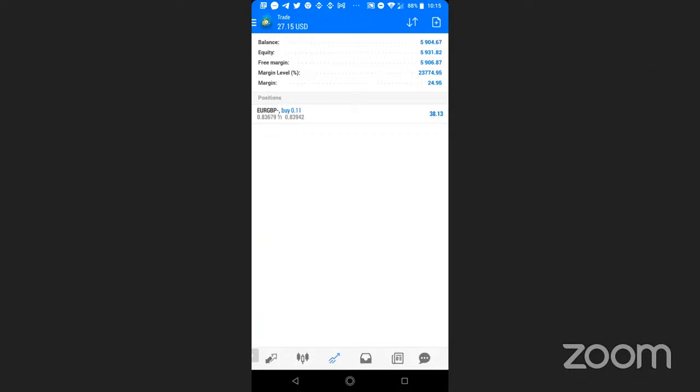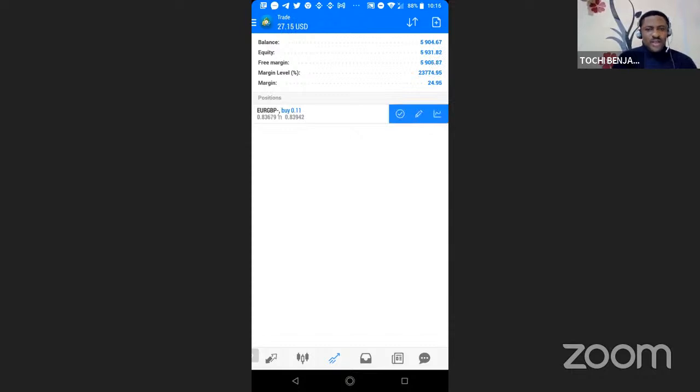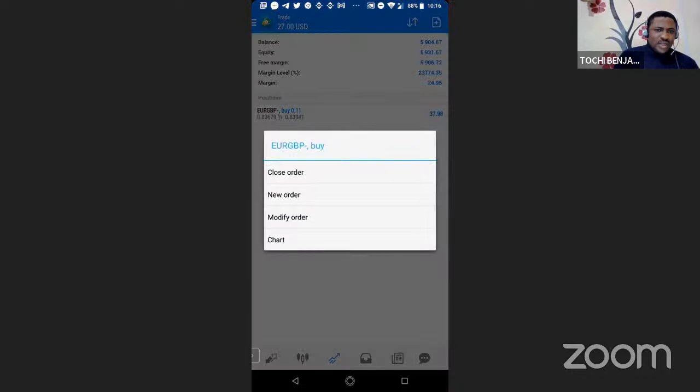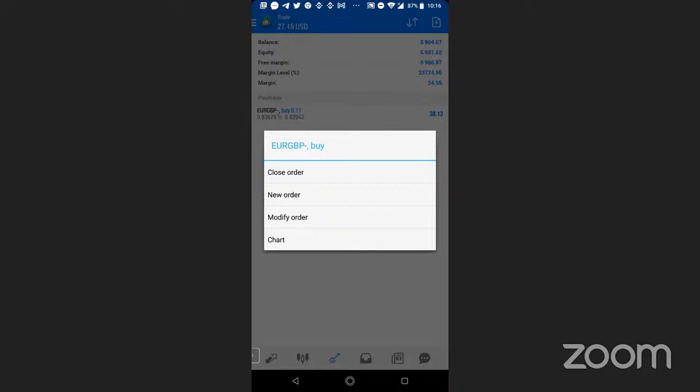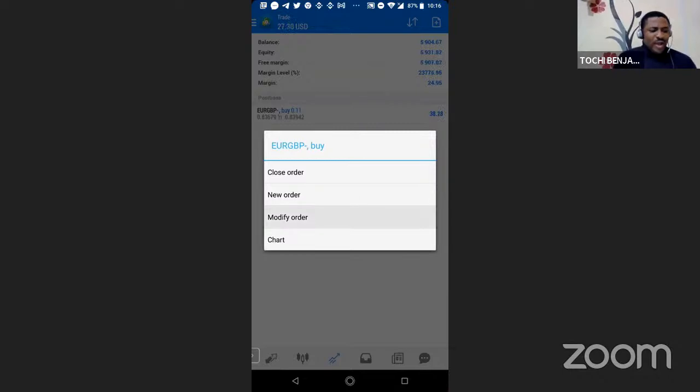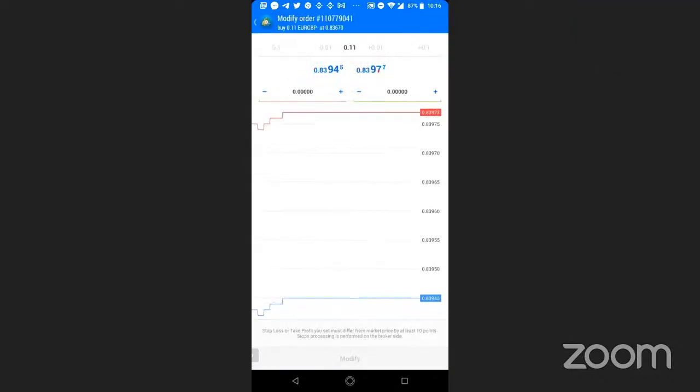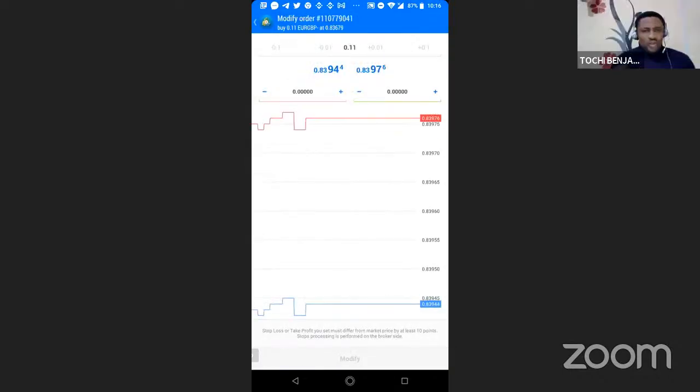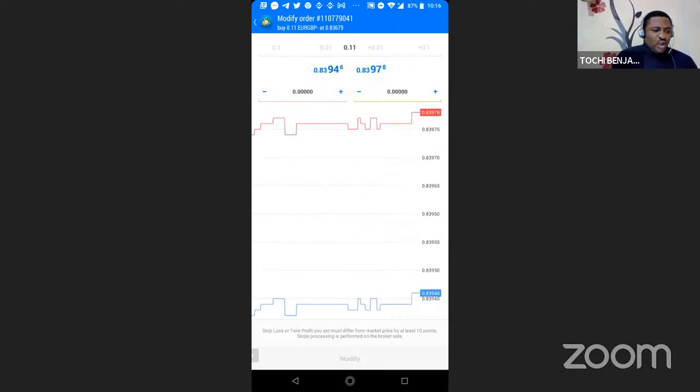Okay, this is a running trade. What he was saying is that you swipe to the right, something like this. You see something like this, or you can long press on that your trade. Have you seen modify? Okay. Then you click on modify order. When you modify order, now look, I didn't put take profit and stop loss on this account. Do you understand?